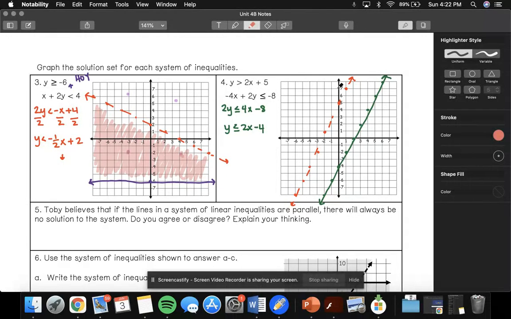So it's everything above. So I'm just going to draw some up over there. Okay. And then for this other one, y is anything below the green line. Okay. So there's never a time where both of these are shaded. So this actually is no solution.